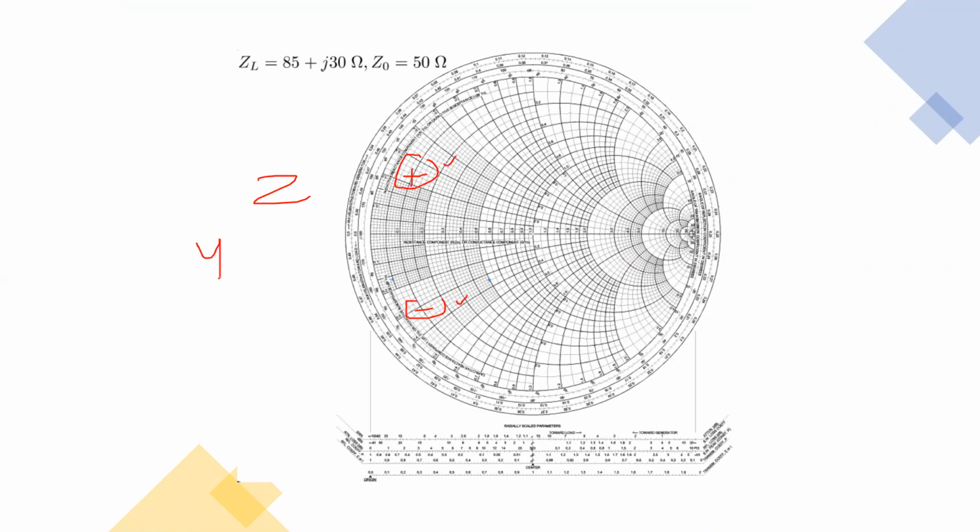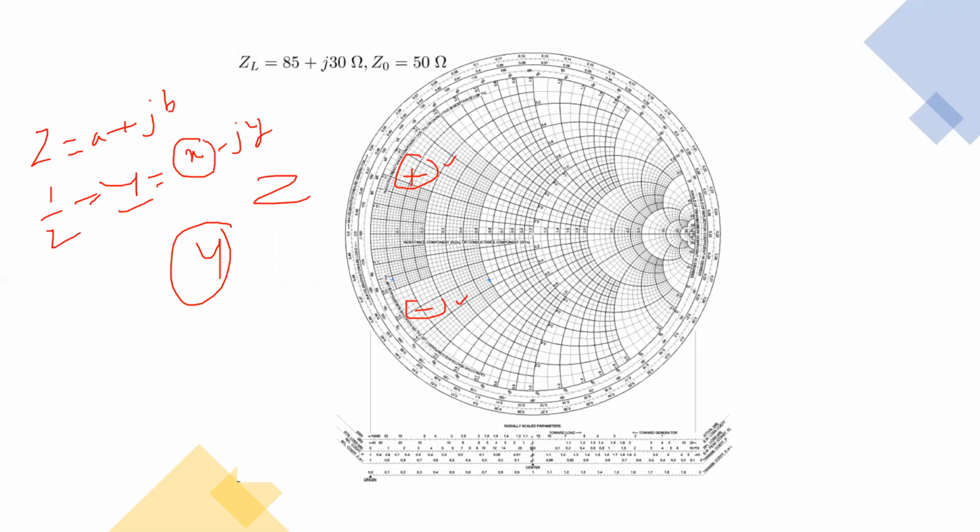Now the same thing if you take Y. If you have Z equal to A plus JB, and I take 1 by Z, it will give you Y. In that case, I'll have it in the form X minus J value. This is the opposite of resistance, which is the conductance, and this is the opposite of the reactance.